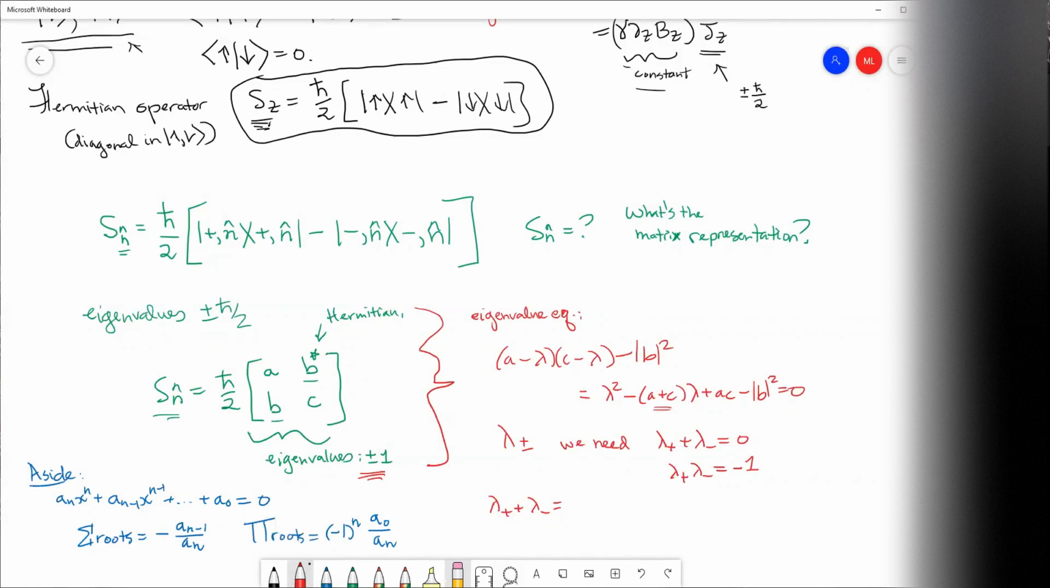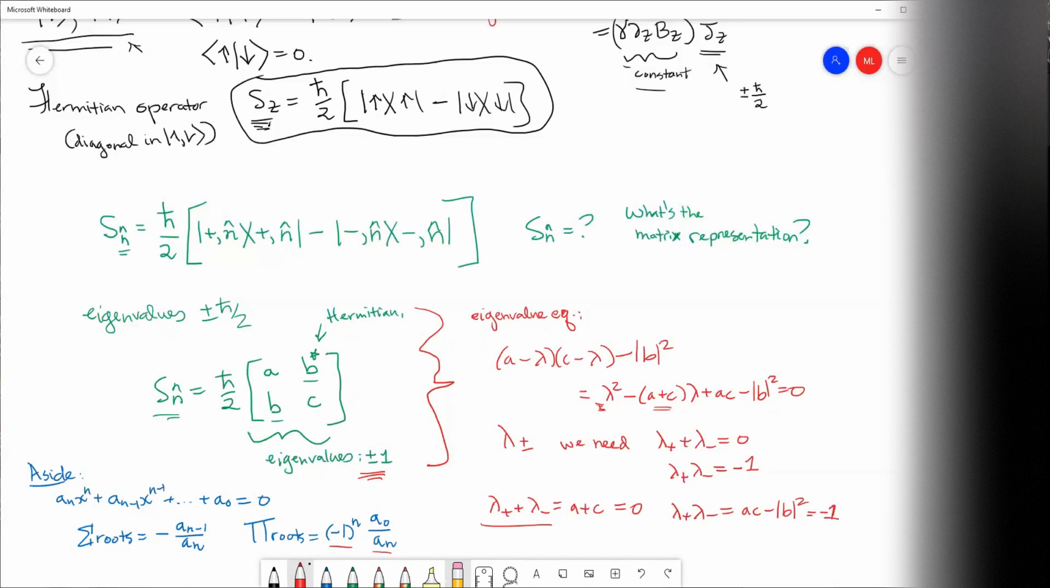So for us, the sum of the roots is minus the minus (a plus c), so that's just a plus c, divided by 1, because that's the coefficient of the highest power. So this is just a plus c. And we require that to be 0. And the product is just going to be the constant piece, which is ac minus magnitude of b squared, divided by 1, and we require this to be minus 1.